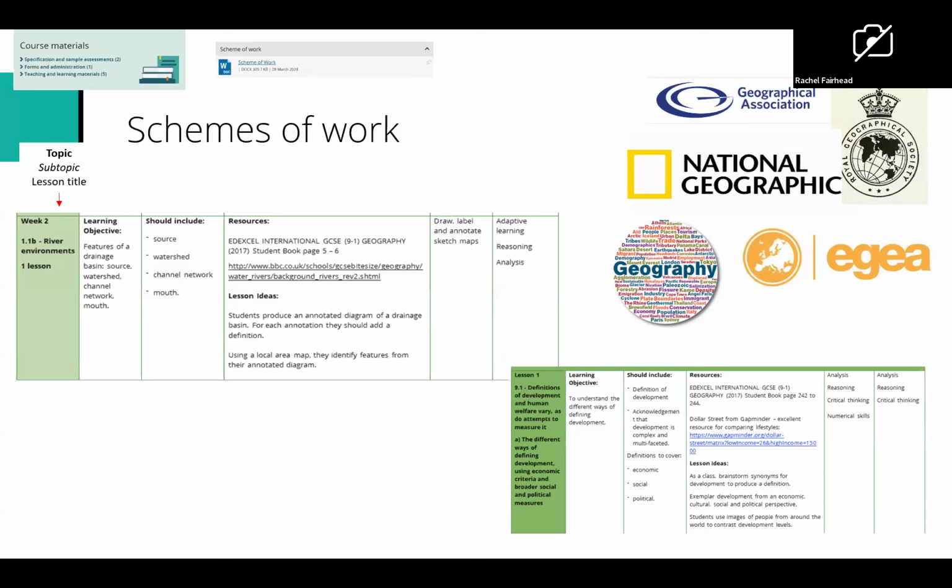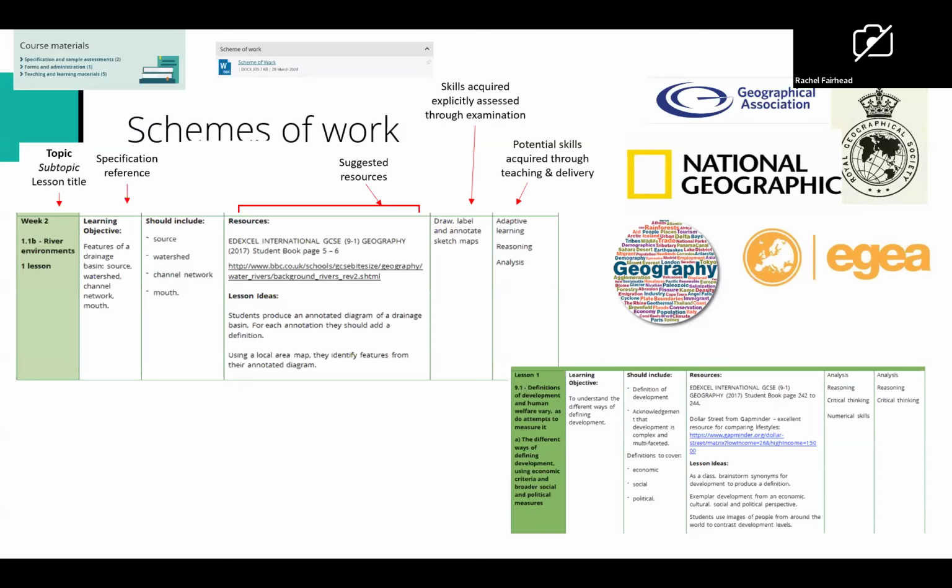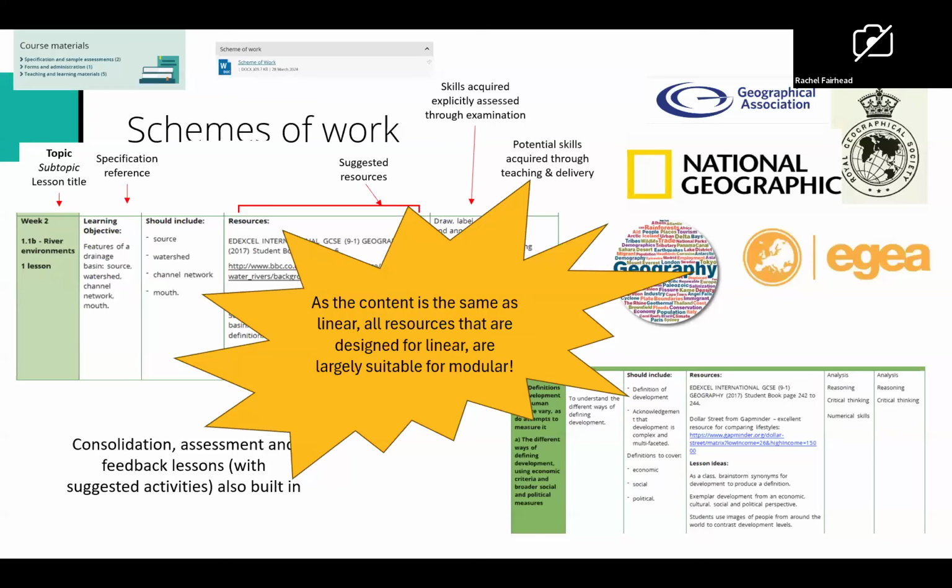So you've got the topic and then the subtopic. Specification reference, suggested resources, and the skills acquired through examination. That again is a very helpful and supportive path to use as a reference point. But as I said, it does not have to be exactly like that. And potential skills, the last bit, acquired through teaching and delivery. Also, what you'll find is that within these schemes of work, there'll be consolidation, assessment and feedback lessons built in with suggested activities. This content is the same as linear. Basically, all resources that are designed for linear are largely suitable for modular, so they work across both of them.